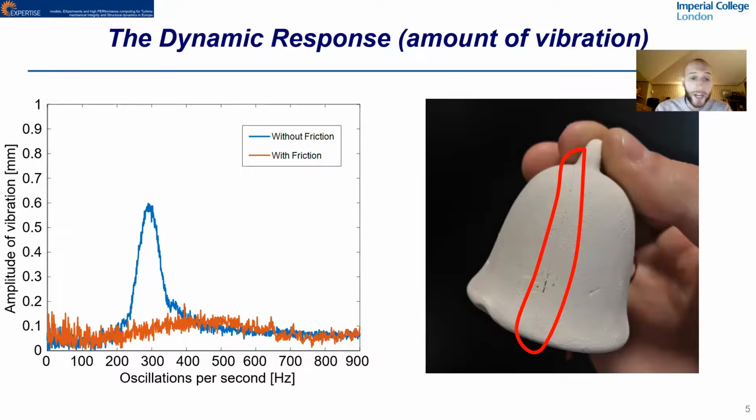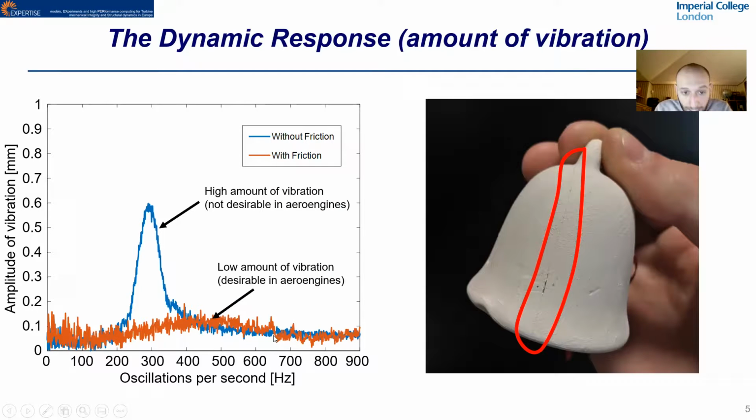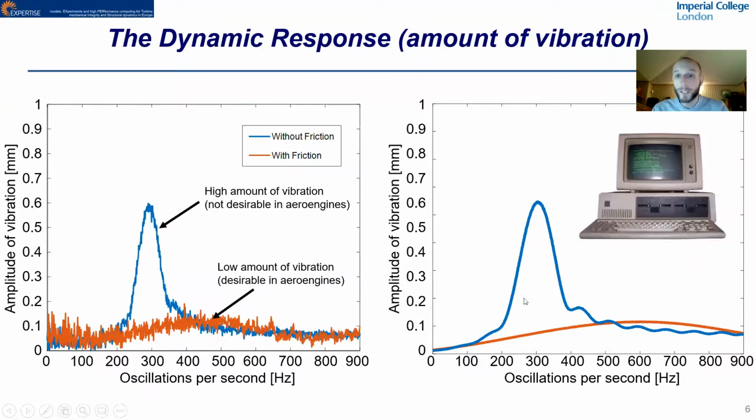And in the case of aero engines, we see that this case is our desirable case because it has a low amount of vibration, which is not dangerous for the safety of the blade, while this case is to be avoided. So what I do in my PhD, I try to understand how friction affects those two different cases, and I also try to model with numerical simulations the same behavior so that we can optimize the design of aero engines.